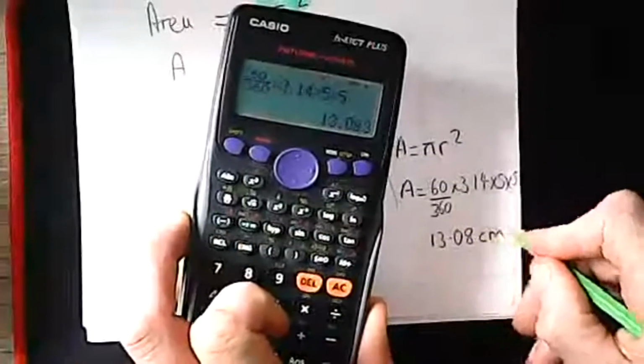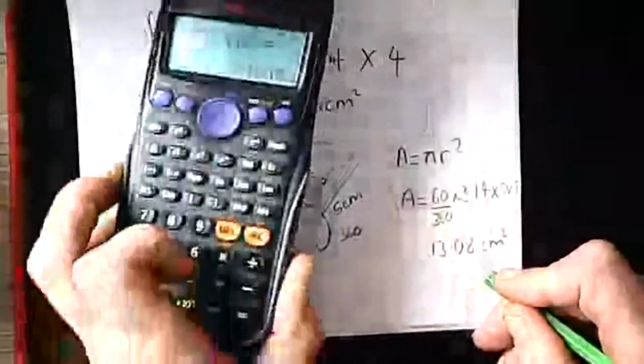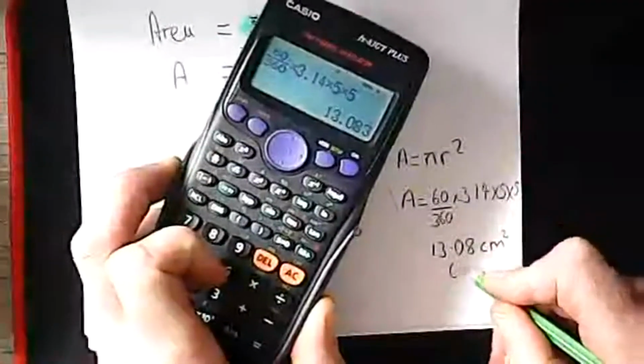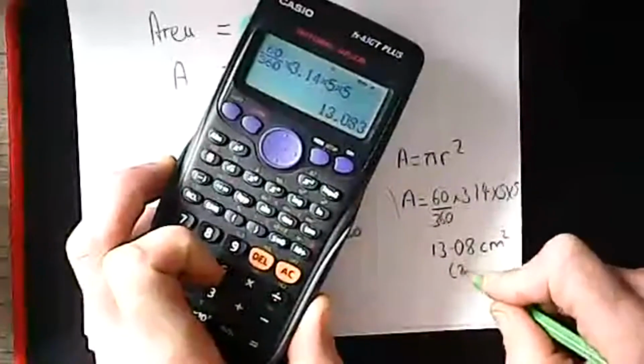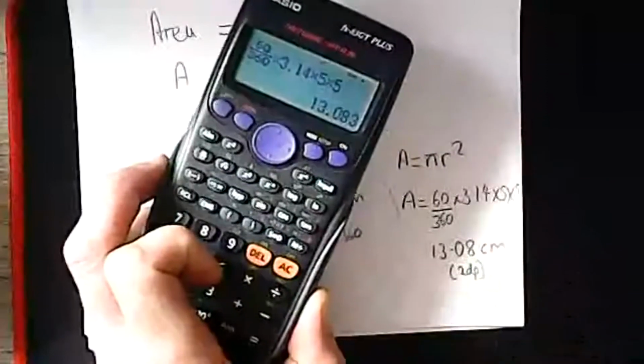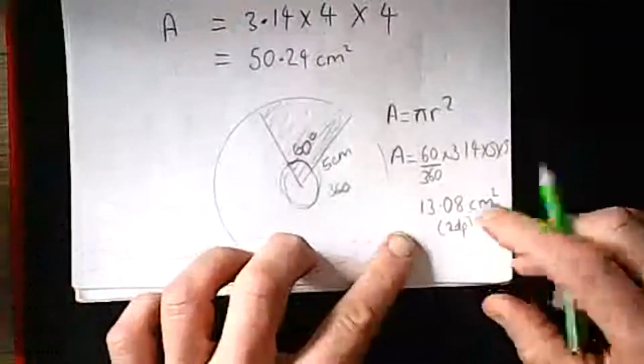And it's a must to put centimetres squared. And also, bear in mind, folks, it's a really good idea to put down how many decimal places you've rounded to, or you could look in the question and it'll say on there how many decimal places is needed.